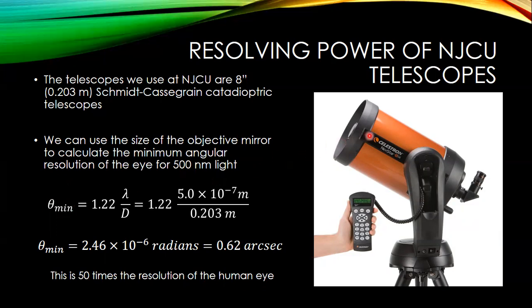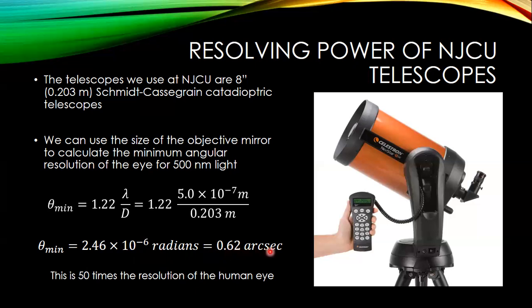Now here we have an 8-inch Celestron telescope, okay? This is what we have in the physics department here at NJCU. And the size of the objective lens, actually the corrector lens, is 8 inches. The size of the mirror is 8 inches or 0.203 meters. Okay, so I'm going to plug that into my equation right now. It's quite a bit larger than the size of my pupil. And I notice that I'm down to 2.46 microradians, or less than 1 arc second.